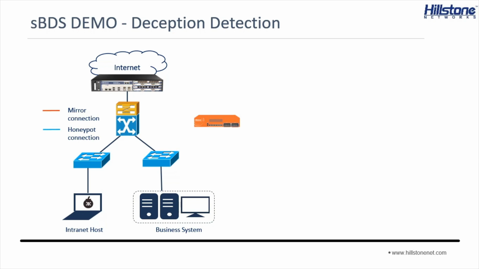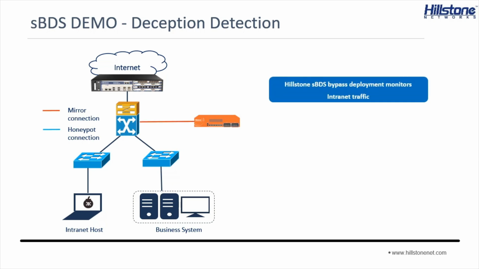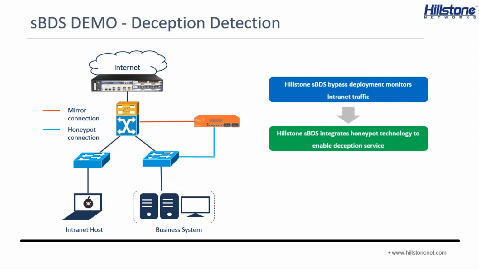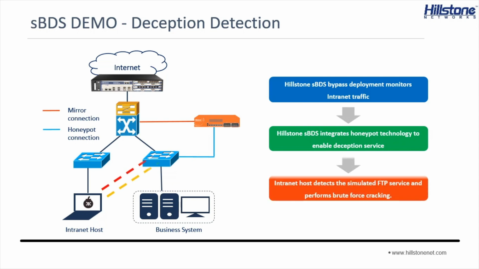Hillstone sBDS is deployed on an access switch in tap mode to monitor all traffic through servers inside an internal network. The sBDS integrates honeypot technology to enable the deception service. It can provide the simulated FTP service that deceives the compromised host to think it is an FTP server. Once the host is deceived, it will perform brute force cracking.